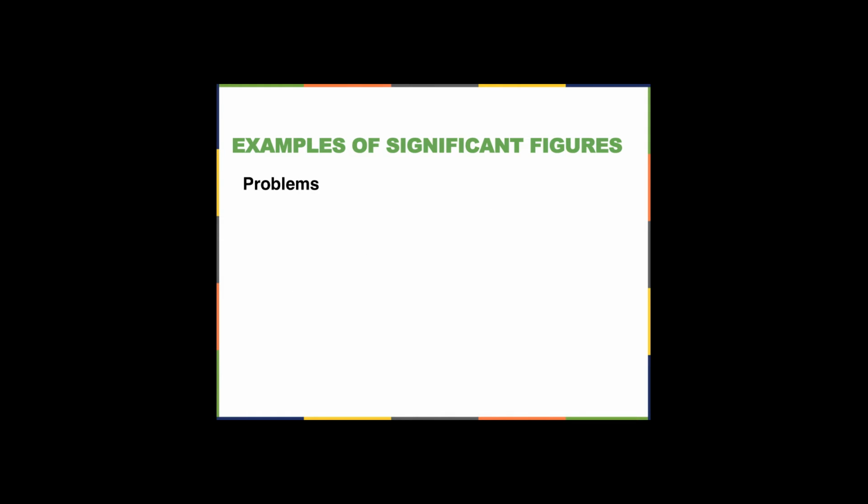So let's look at our problems. For each of the following numbers, give the number of significant figures. The answer here is 3. The first 0 is just a placeholder. It's not at the end of a number, it's at the beginning, and so the fact that there's a decimal doesn't matter. So that first 0 is not significant, but the second one, which is between 2 non-zero numbers, is significant. So 3 significant figures here.